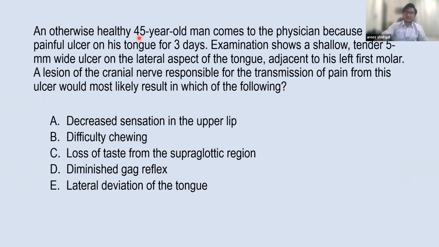So this guy presents with a painful ulcer on his tongue for 3 days. Examination shows this ulcer to be on the lateral aspect of the tongue, adjacent to his first molar. So that's within the anterior 2/3 of the tongue, right? A lesion of the cranial nerve responsible for the transmission of pain from this ulcer would most likely result in which of the following? So firstly, which nerve carries pain sensations from the anterior 2/3 of the tongue?